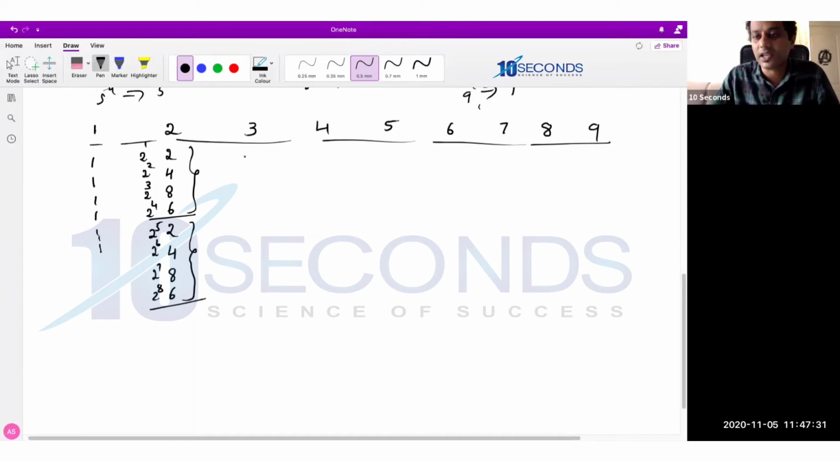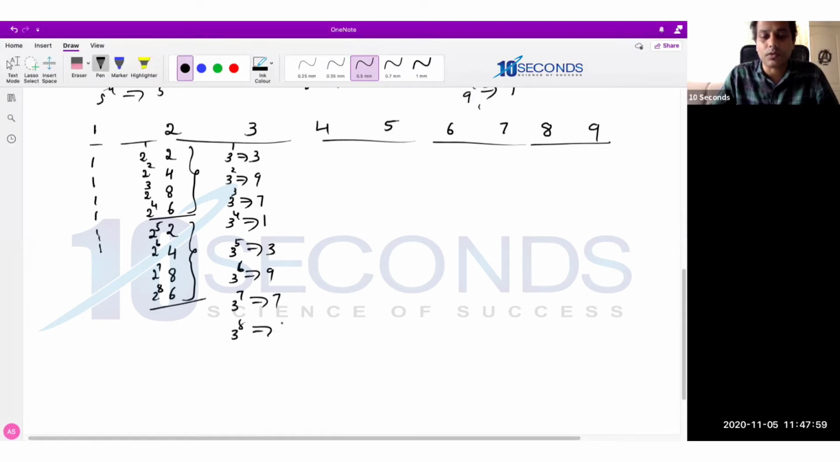Let's see what is 3's sequence. 3 power 1 is 3. 3 into 3 is 9. 9 into 3 is 27, but take the 7. 7 into 3, 21, 1. 1 into 3, guys, back to 3. 3 into 3, 9. You can see the same, it's repeating. Then you have 7, back to 1. 3, 9, 7, 1.